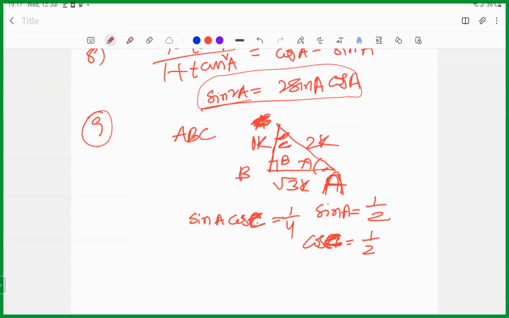So you need to properly see. Okay, Rohit. Cos C will be adjacent by hypotenuse. Opposite by hypotenuse is sin or cos?